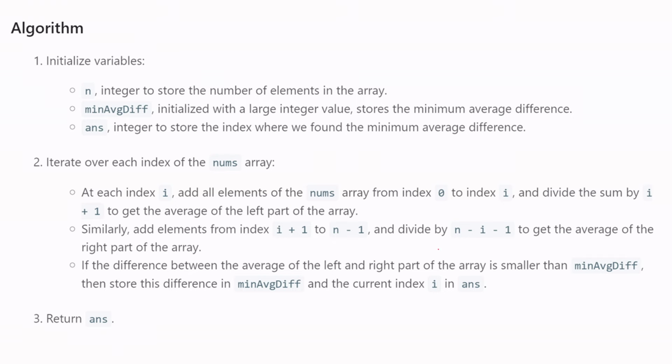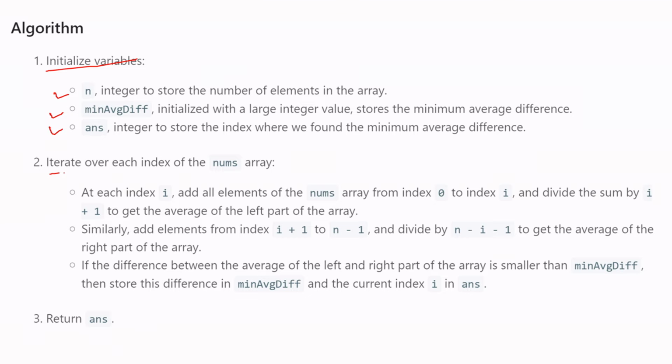Now what should the algorithm be here? We have to initialize variables: an integer to store the number of elements in the array, then the minimum average difference, initialized to a large integer value, to store the minimum average difference, and the answer to store the index. We will find the minimum average difference, and that will be the answer.